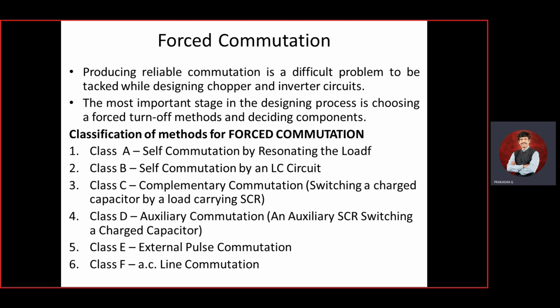Class C, complementary commutation. Class D, auxiliary commutation. Class E, external pulse commutation. Class F, AC line commutation. AC line, generally what happens? It naturally does it. Natural commutation is going to be there. AC line keeps on changing over there, and naturally it's going to cross 0, so AC line commutation comes into the picture.